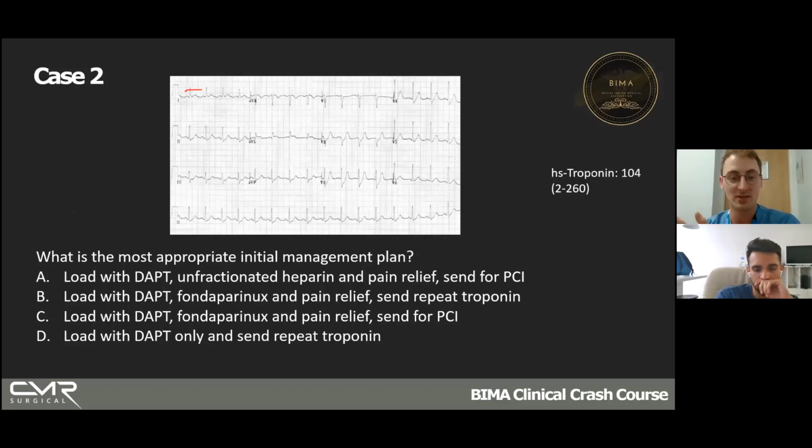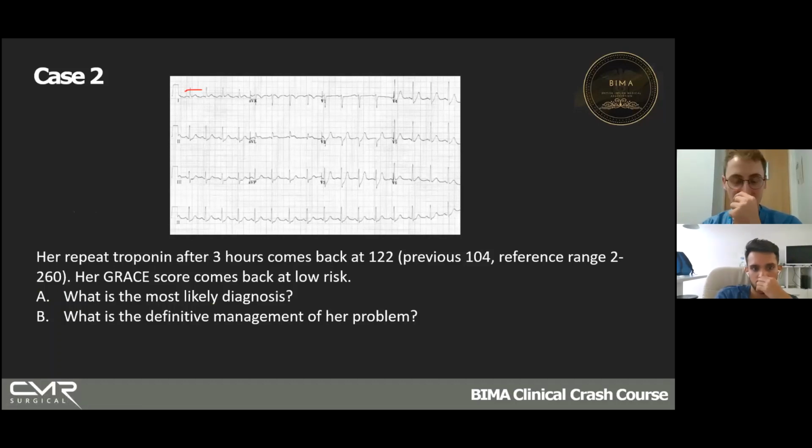So you want to treat them as an NSTEMI or unstable angina, which is completely the same, with 2 antiplatelets, fondaparinux because they are hemodynamically stable, pain relief, morphine and GTN, and do a repeat troponin in 3 hours. Lovely. So, second part of the question. You do a repeat troponin, and it comes back at 122. The previous is 104. Her GRACE score is low risk.